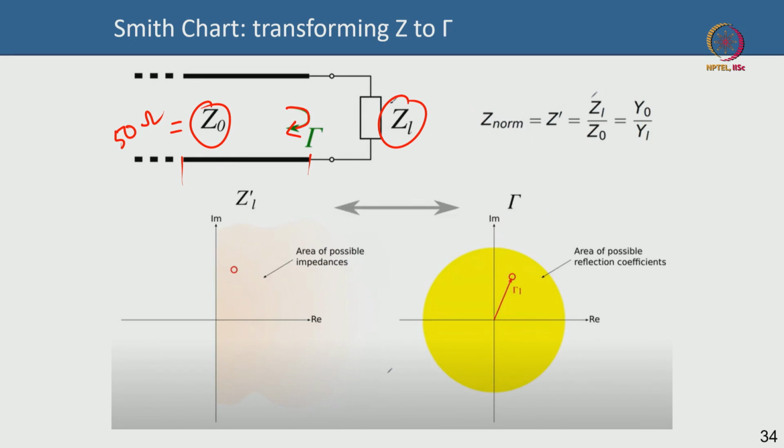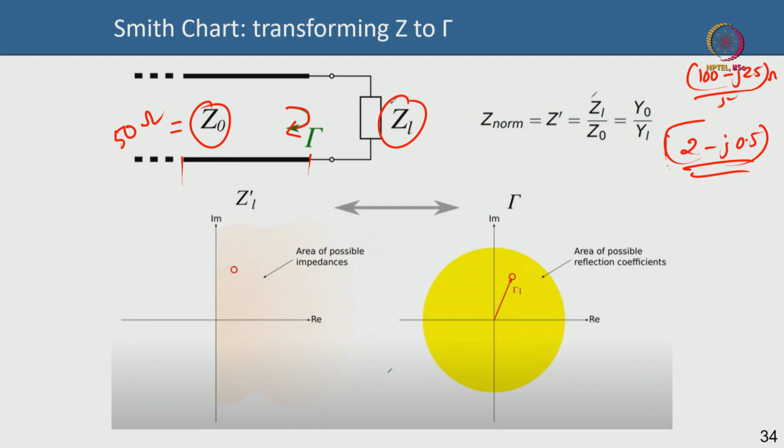So suppose someone tells me I have a line, and I have a load impedance or an input impedance or whatever impedance of, say, 100 minus j25. I will normalize it with the characteristic impedance, which is 50 ohm. So if I divide it by 50 ohm, it will become 2 minus j 0.5. So that is my normalized impedance.